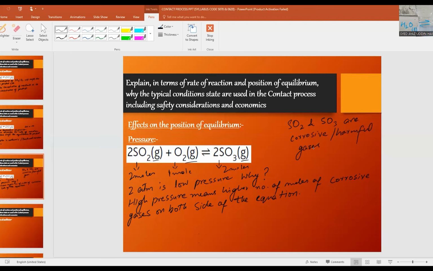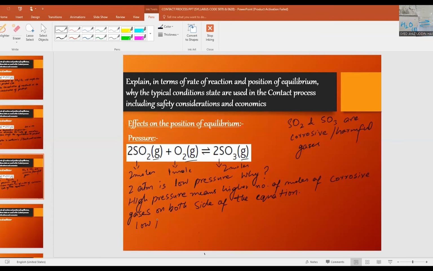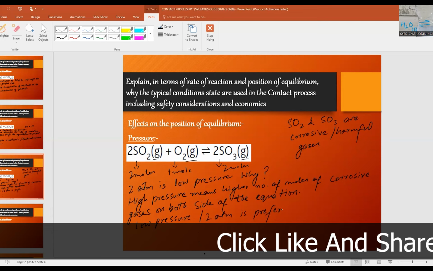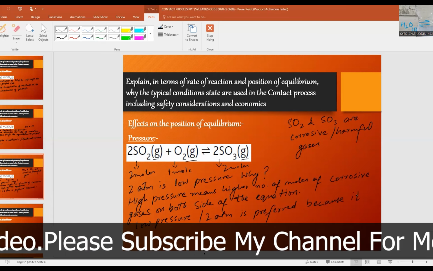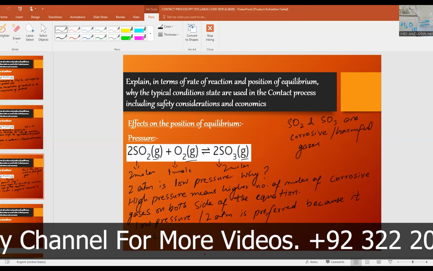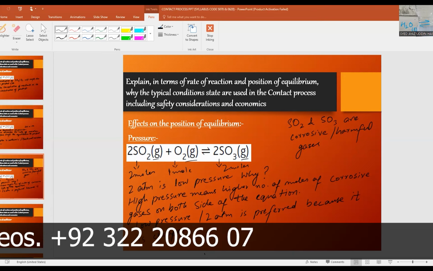Also, we need high pressurized vessels. Low pressure means a lesser number of moles or molecules of corrosive gas on both sides of the equation, and it is cheaper. Low pressure, 2 atm, is preferred because it is cheaper, economical.